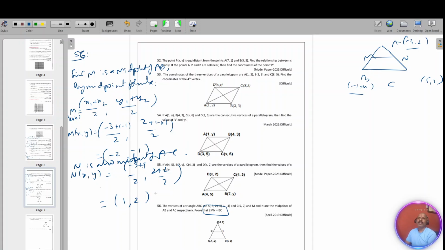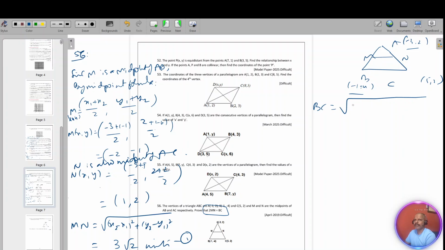Right. Now you find MN using the distance formula: square root of (x2 minus x1) whole square plus (y2 minus y1) whole square. On substituting and solving, what you get is MN is 3 root 2. Then you call this as 1 and you find BC by the distance formula. Same, (x2 minus x1) whole square plus (y2 minus y1) whole square. BC you get is 6 root 2 units.